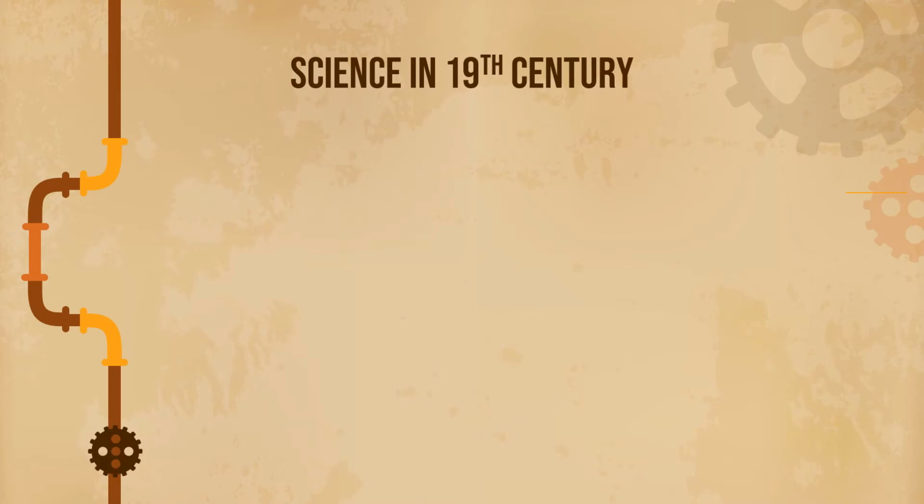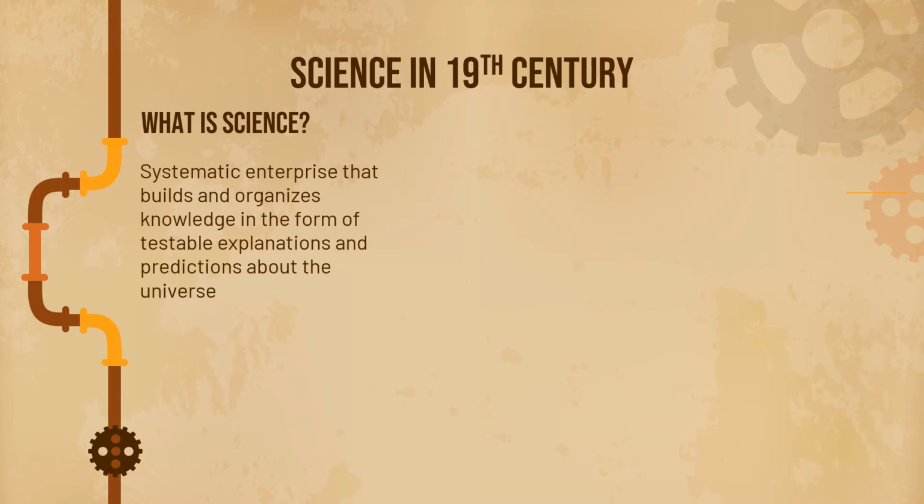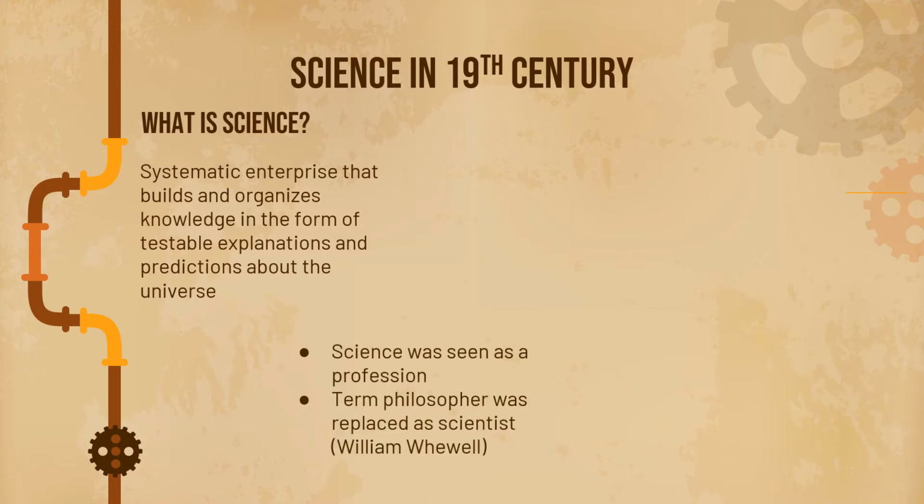Since we have already seen the video, I hope it will help you to have some ideas on what I am going to present today. Firstly, what is science? Science is a systematic enterprise that builds and organizes knowledge in the form of testable explanation and prediction about the universe. During the 19th century, science started to be seen as a profession. William Whewell replaced the term philosopher with scientist.